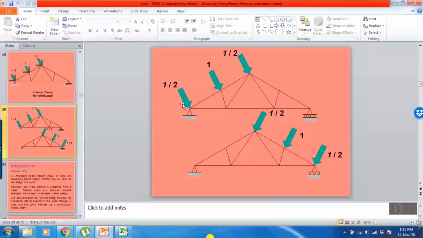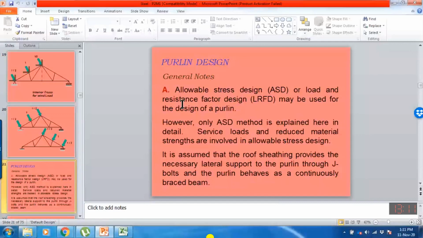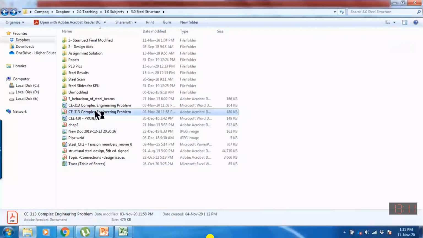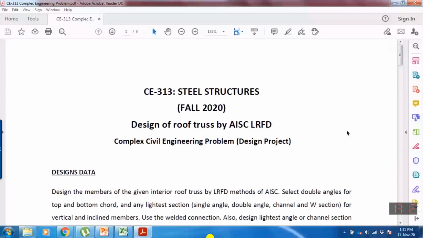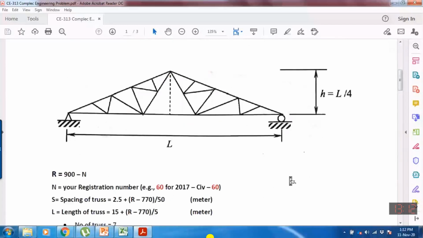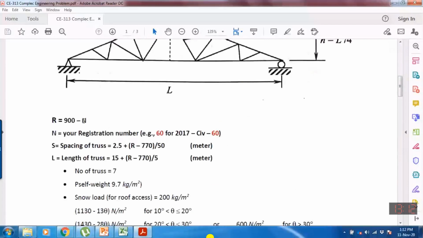So again, this is the file that I have shared with you. In this file, I have given all the data. So this is a sine truss. The height and length of this truss are related to your registration number. The R value is 900 minus N, and N is your registration number. So if your registration number is 2017 CIV 60, then N is equal to 60. The spacing of truss you can compute from this formula, and the answer will be in meters.